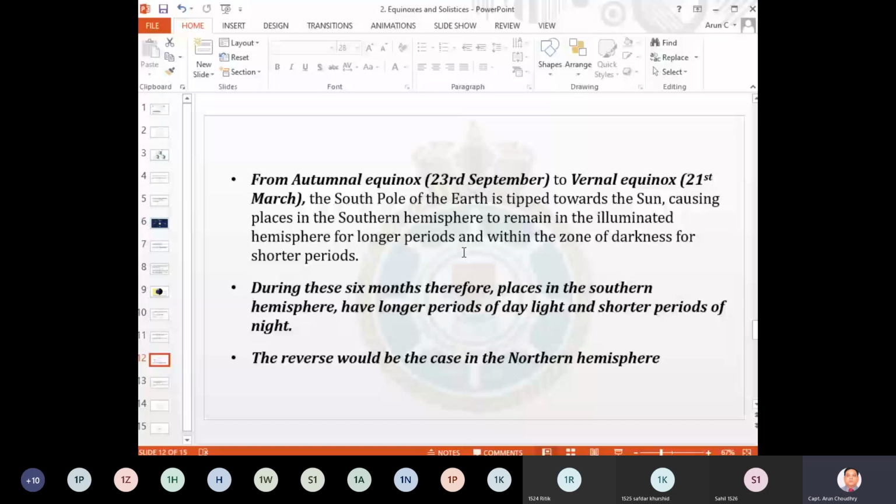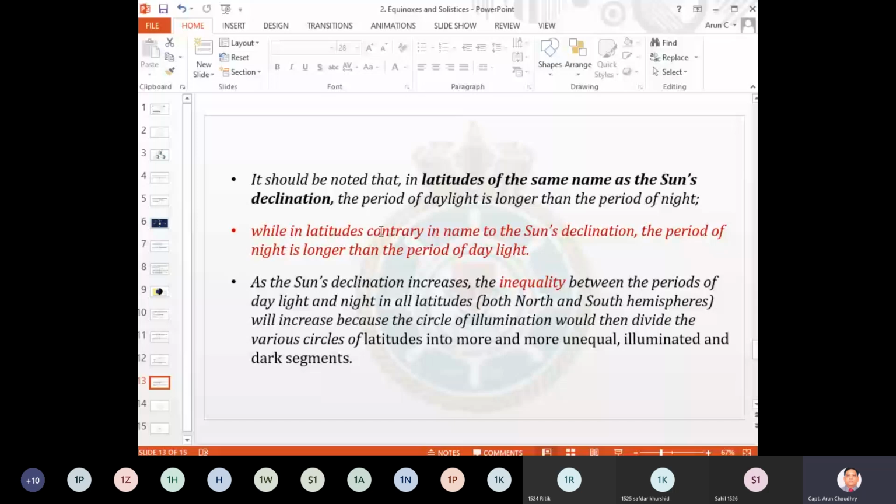So it should be noted, or if you can just visualize these things, that if you have the latitude and the sun's declination of the same name, what is the declination of the sun at the equinox? 0. Yeah. And what is the declination of the sun on 21st June? 66.5 degrees. You can write down in the chat. I cannot hear properly. What is the declination of the sun around 21st June?